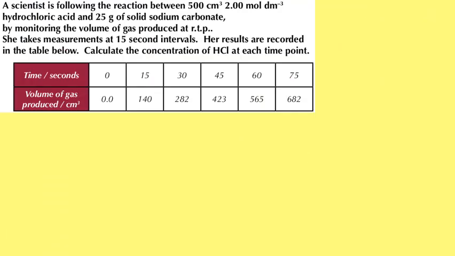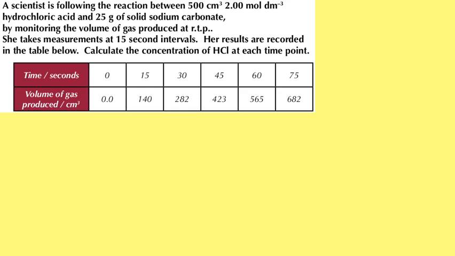So here we have an exam question to give us a structure to work with, and as you can read, a scientist is following the reaction between 500 cm cubed of 2 mol per dm cubed hydrochloric acid and 25 grams of solid sodium carbonate. So they're going to react, and you're going to get carbon dioxide coming off. And the experimenter is monitoring the volume of gas produced at room temperature and pressure. And she takes her measurements at 15-second intervals, and her results are recorded in this table.